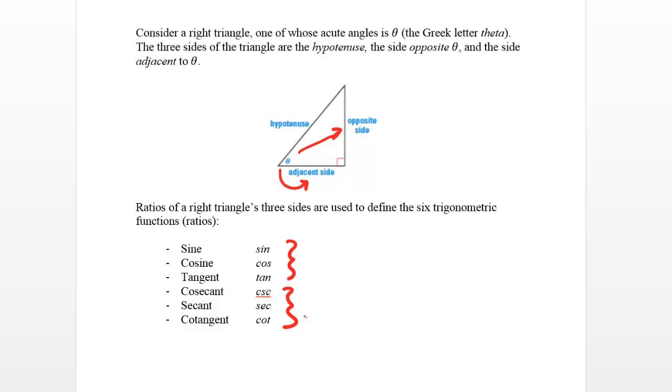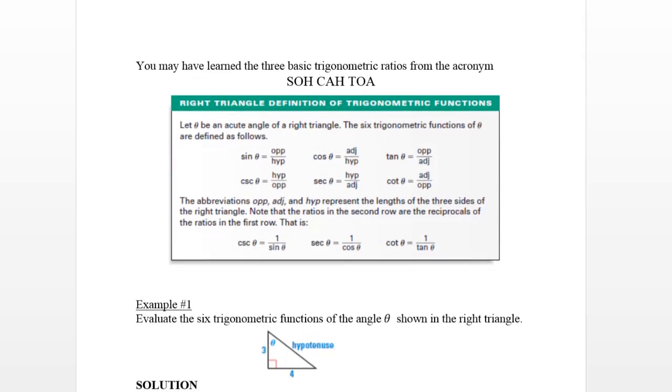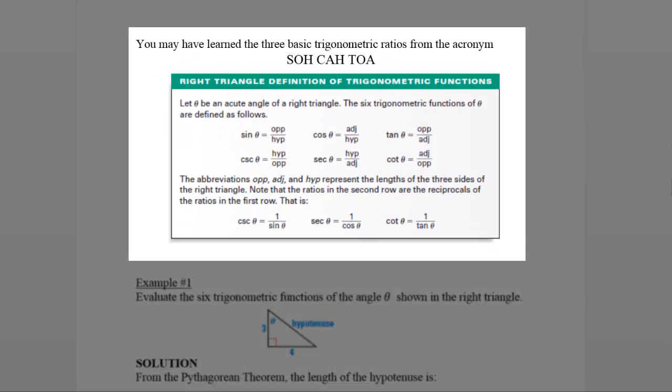So learn how to pronounce those and learn their abbreviations. That's how you're going to see them. So that's a good start, good introduction. Now we have here a little table for you, kind of keep you on track here. Now, last year you may have learned a little acronym, SOHCAHTOA, to remember that the sine is the opposite side over the hypotenuse, the cosine is the adjacent over the hypotenuse, and tangent is opposite over adjacent.